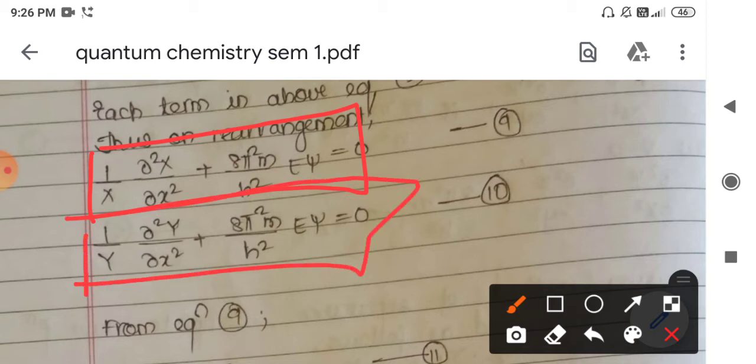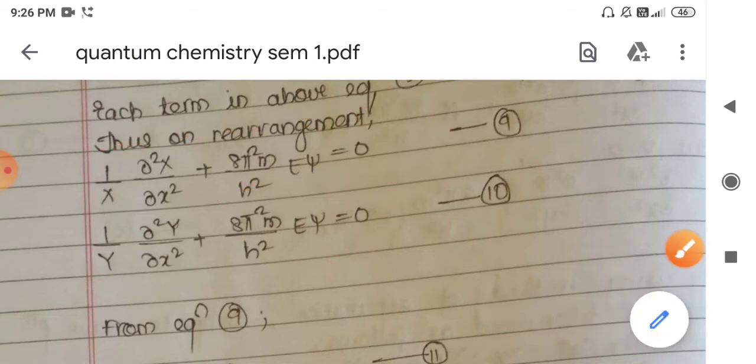So the first equation is what? 1 upon X into d2 X upon dx square. The upper one is the capital X, that is the psi 1 function, and the lower one is the variable function, that is X, plus 8 pi square m upon h square into E into psi. This psi is again psi of x, meaning x function only.